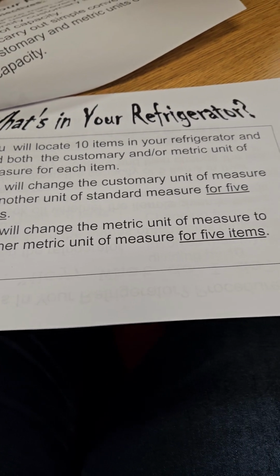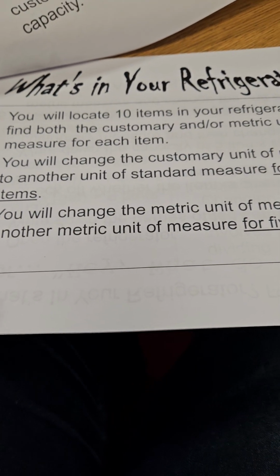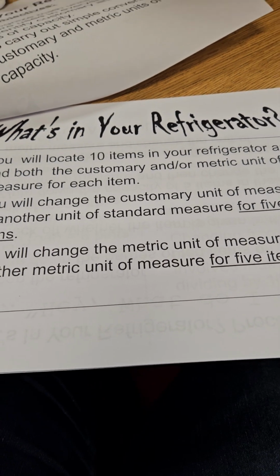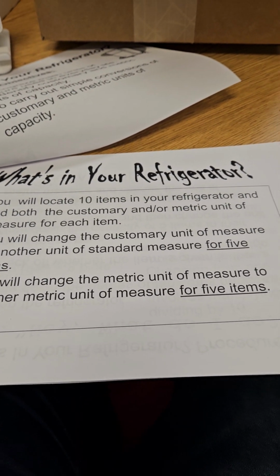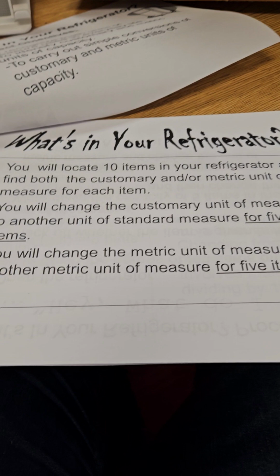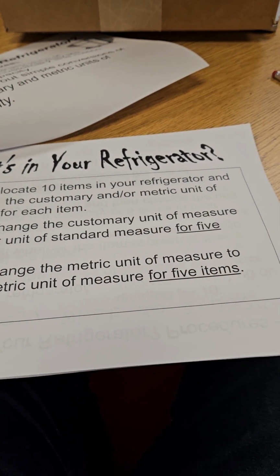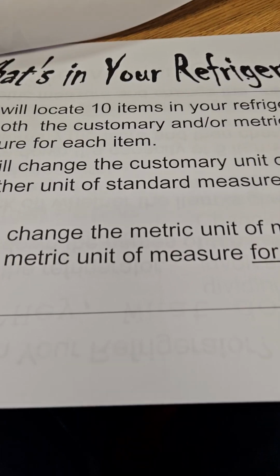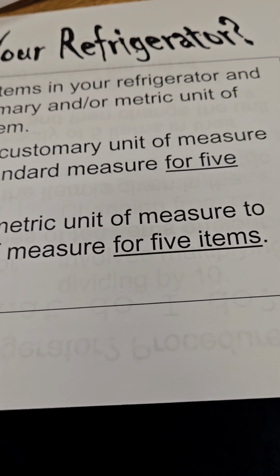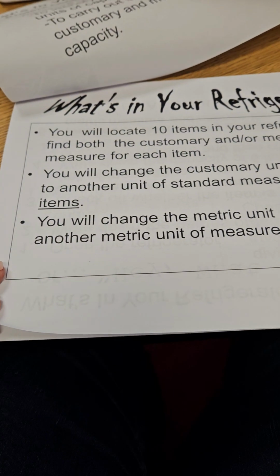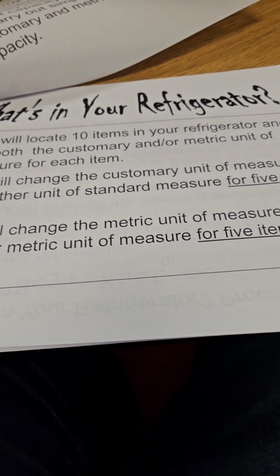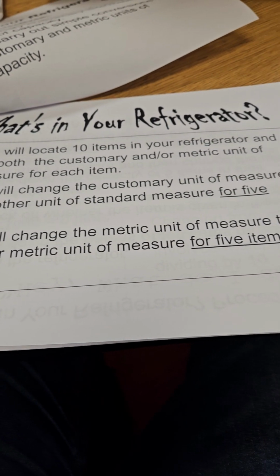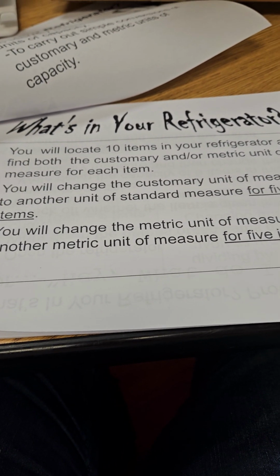But anyways, so you're going to go in the refrigerator. Well, no, we want your scholar, not you, mom, dad, grandma, auntie, uncle. Let baby girls do this. They can do it. I promise you they can. So they'll go in the refrigerator, find 10 items, and those items need to display customary unit or metric unit of measurement. You're going to change the customary units to metric and change metric to customary for 5 items each.